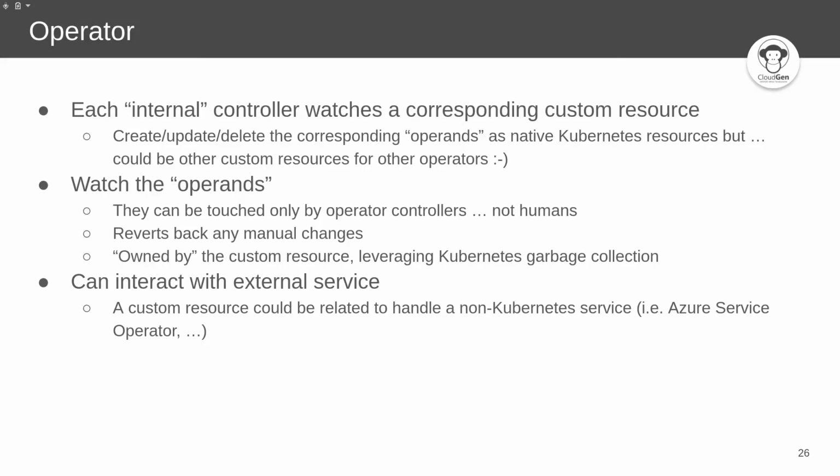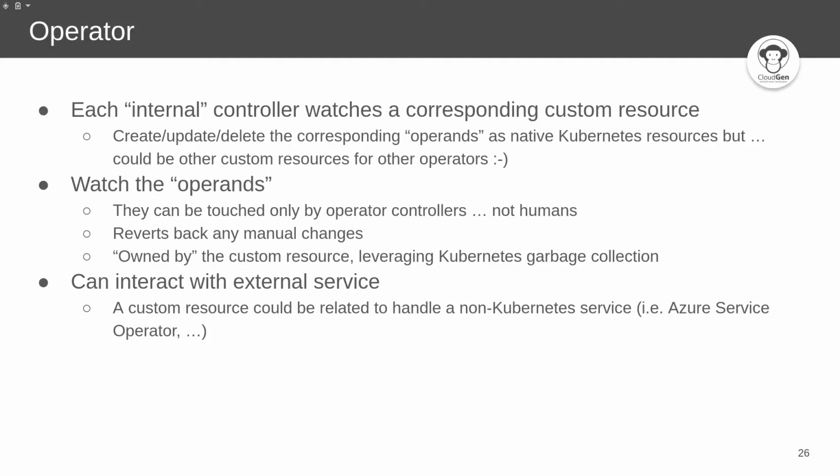If something is changed manually in these operands, the changes are reversed because they don't match what we want in the custom resource, right? In the Kafka resource in this example. Of course, it depends on the logic that you want to have, but in general, this is how the operands behave. And all these resources are owned by, so they have as an owner, which is a kind of reference in a Kubernetes resource, the custom resource. So it means that we can leverage Kubernetes garbage collection. If I delete the custom resource, all the corresponding operands, the Kubernetes native resources, will be deleted.